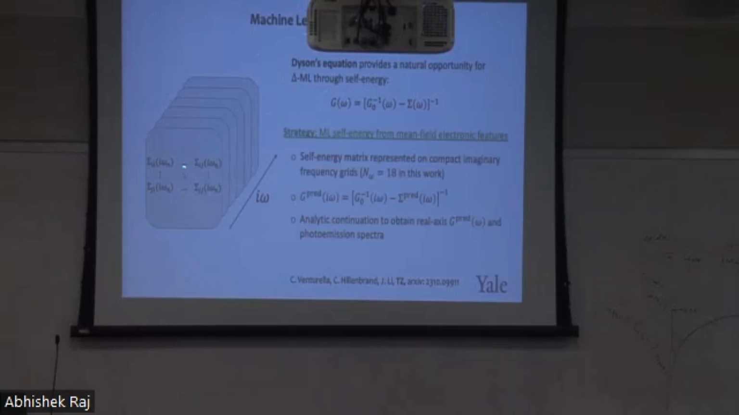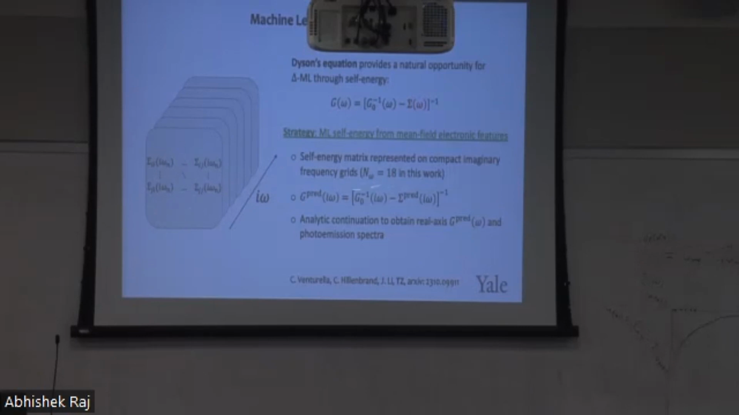What we're going to do is learn the machine-learned self-energy on the imaginary frequency axis, because there the self-energy matrix is very smooth. So you need far fewer points to represent your self-energy.